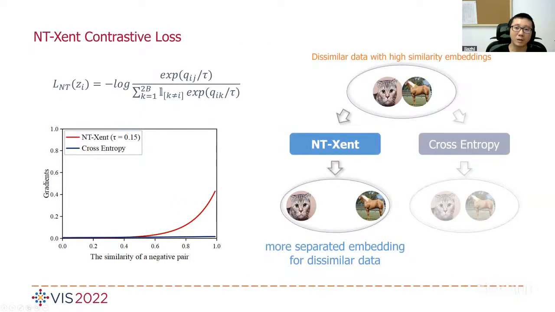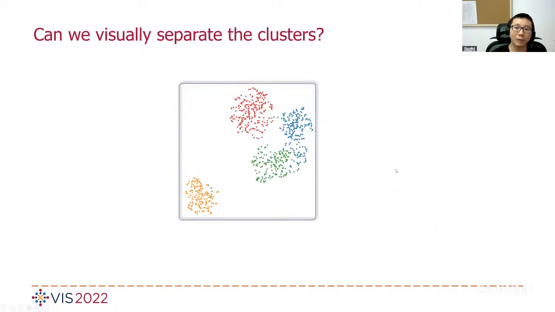Compared to the cross entropy loss, NT-Xent has an increased penalty with high similarity. Therefore, we choose it for our loss function. Now, we can preserve the neighborhood structures with high quality. However, two clusters may still be close to each other. We want to further improve the visual separation among clusters.